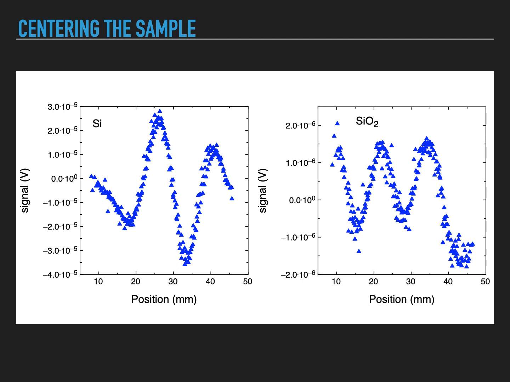Except that you may not be that lucky. Here I show you two signals from the same SQUID magnetometer, one for a substrate of silicon and the other for a substrate of silicon oxide, where you can clearly see a lot of peaks, positive and negative, of similar intensity, and so it is very difficult to establish which peak is the correct one, which peak corresponds to the correct position of the sample. With signals of this kind, the automatic procedure of the instrument fails and is not able to establish the correct position of the sample.